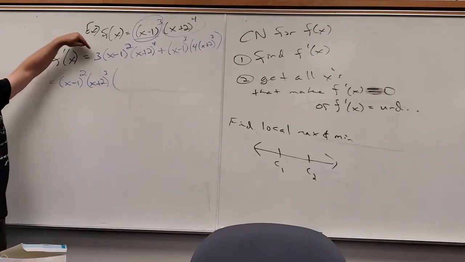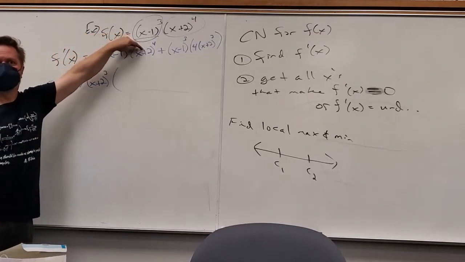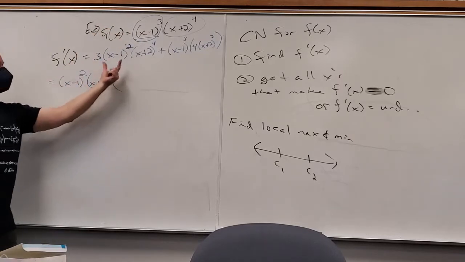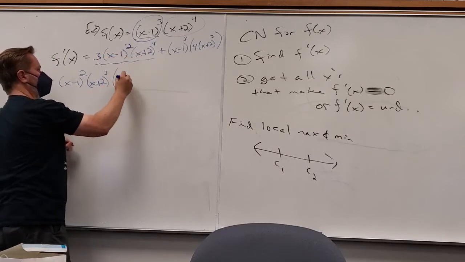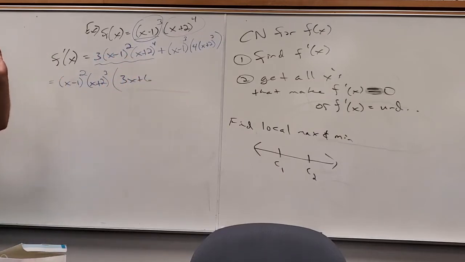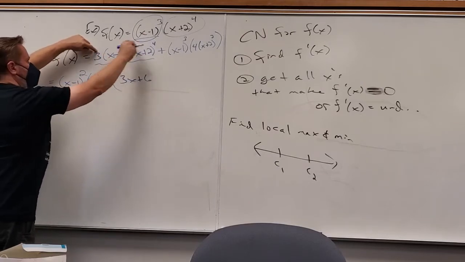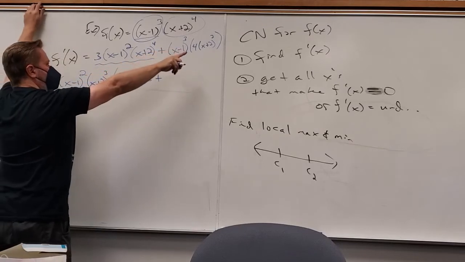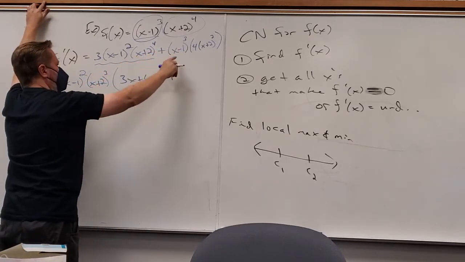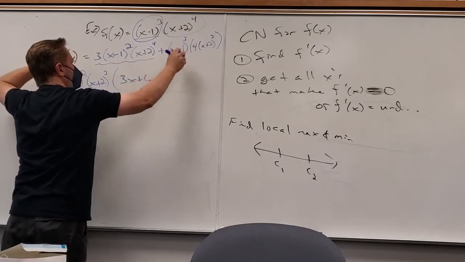So what are we left with? I took both of these, and I got one of these left, yes? Then I take three of them and I add four of them. So in this first term, I have 3 times x plus 2, which is 3x plus 6. I took these out, and I have one of these left. And what's left over there? There's a 4, and there's an x minus 1, because I took all 3 of these out. So 4x minus 4.